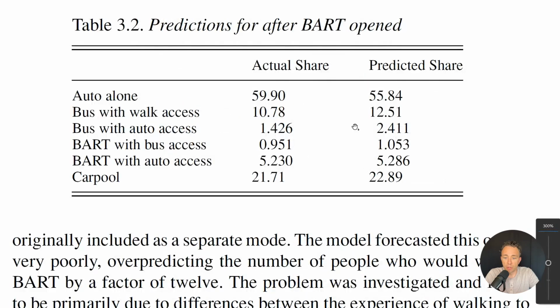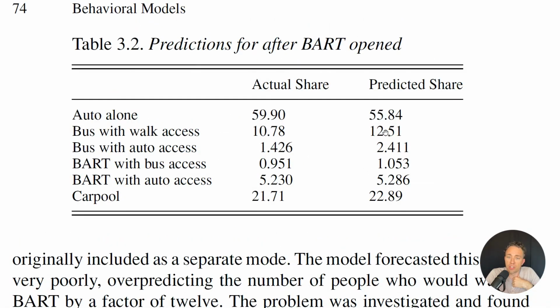And what they end up finding, they end up using the model to make predictions for after BART opened. And their model predicted these shares. And then after BART opened, they got these shares. So basically, everything was very similar, except there was a little bit of an over-prediction of taking the bus, as well as a little bit of over-prediction of the actual bus usage.